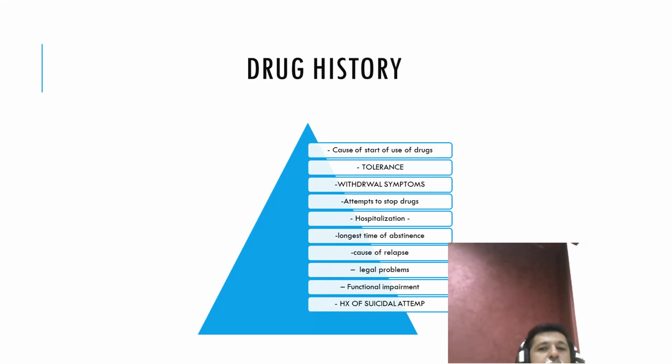If the patient has attempted to stop the drugs, how many attempts? What was the last time? How long did it take? What helped you the most in this attempt to stop? You have to ask about hospitalization, about the longest time of abstinence. If the patient relapsed, what was the cause of his relapse? If the use of these drugs is causing him legal problems, family problems, financial problems, functional impairment, or if there is a history of suicidal attempt.